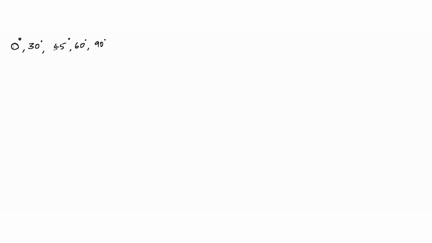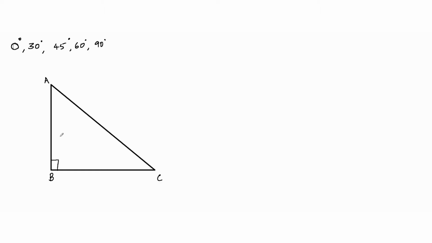We will first calculate the trigonometric ratios of angle 45 degrees. So for calculating the trigonometric ratios of 45 degrees, let us consider that we have an isosceles right angle triangle. So this is triangle ABC, which is right angled at B. And let's consider that the side AB is equal to BC.